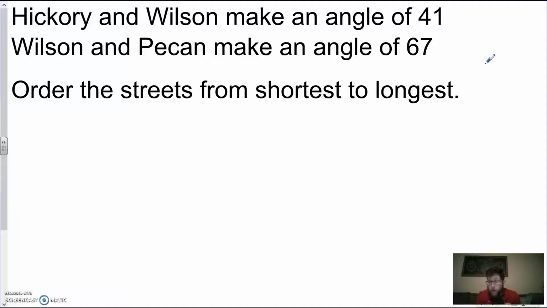Alright, this is the hardest type of problem that you might see today. Okay. Hickory and Wilson make an angle of 41. Wilson and Pecan make an angle of 67. Go ahead and find the streets from shortest to longest. Go ahead, pause the video, see if you can get this one done.